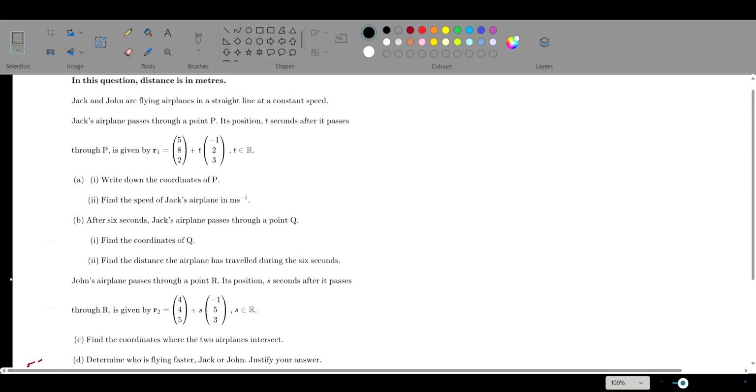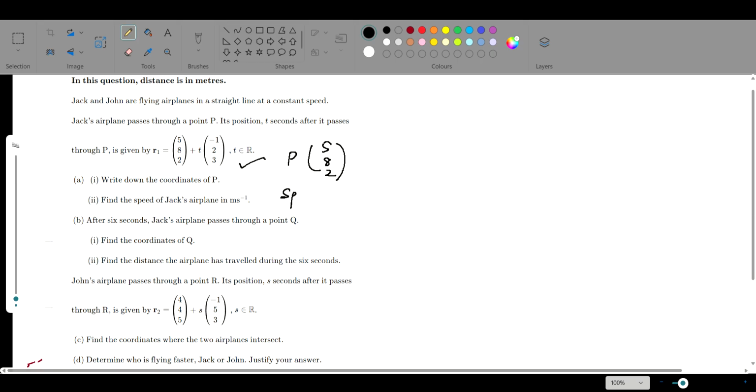So what would be the coordinates of point P? The airplane passes through point P and its position t seconds after passing through P is given to us like this, right? So at the point P, the position was 5, 8, and 2, because this velocity vector given to you is after it passes through point P, and P is the point where it's starting. And the velocity is minus 1, 2, and 3.